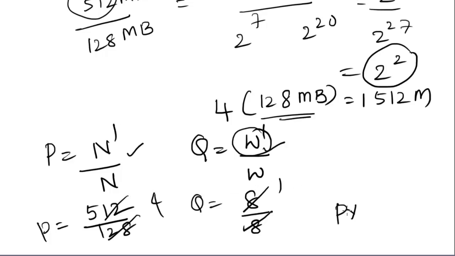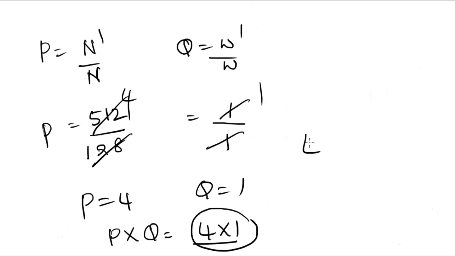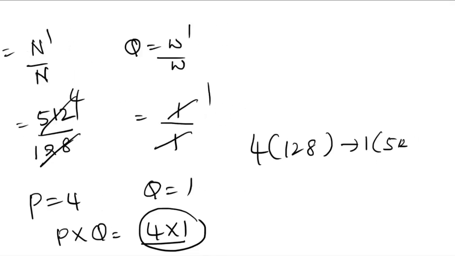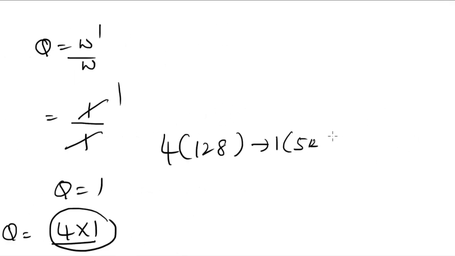So total P into Q is nothing but 4 into 1, meaning 4 memory chips of size 128 are required to form 512 bytes of memory. So how should these 4 128 chips be organized? Now this will be organized like this.